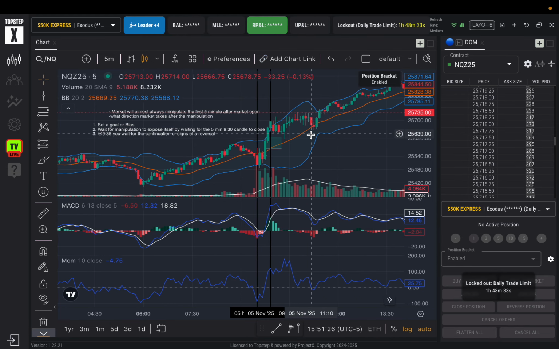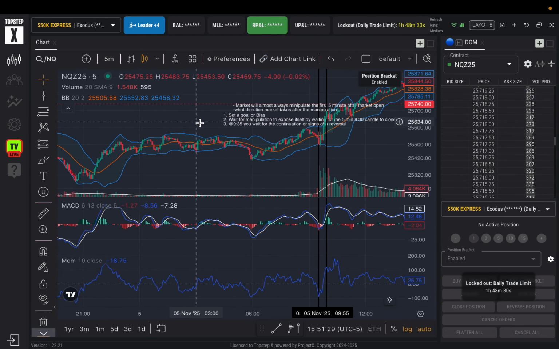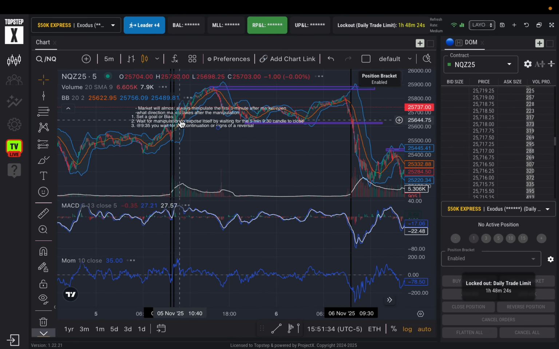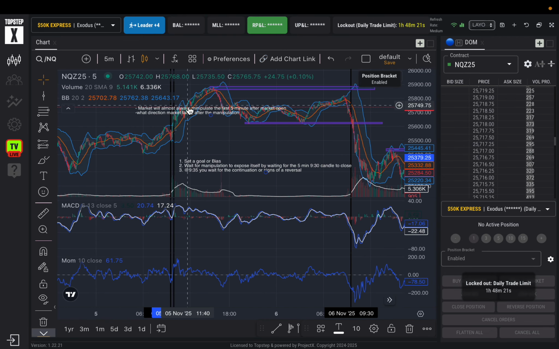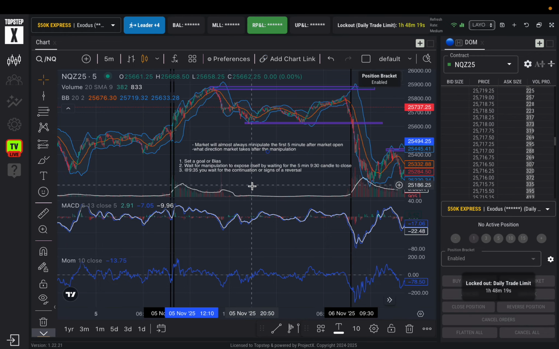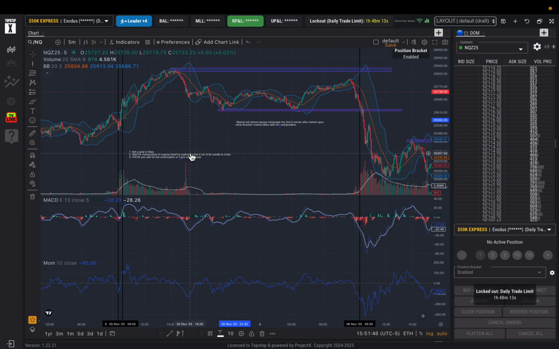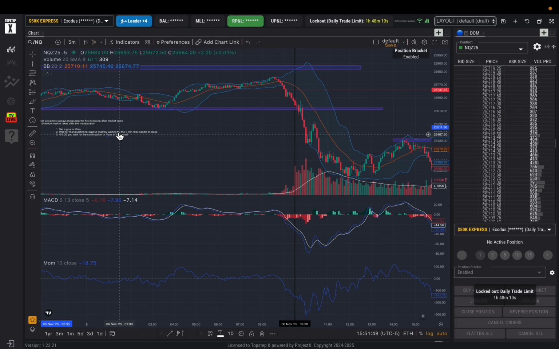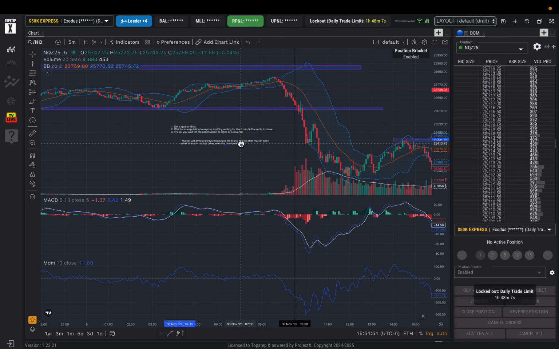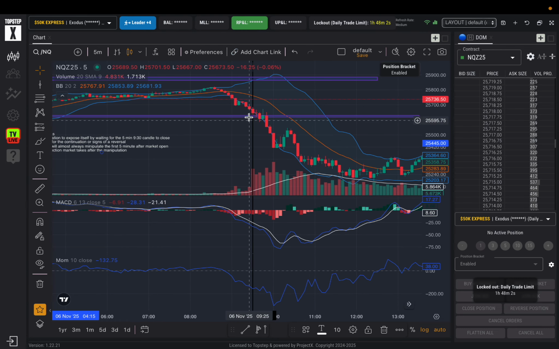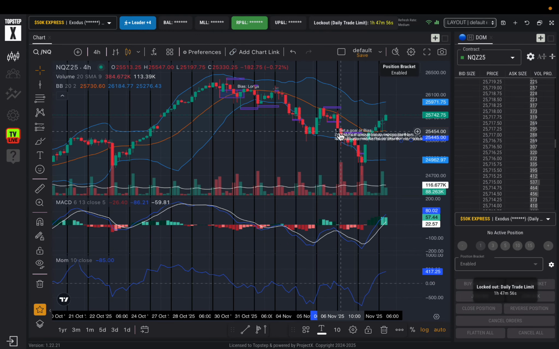So now we can look at another example, just like here. So it's just like here. Now you go to the 6th of November, right? 6th of November. You can see this right here.